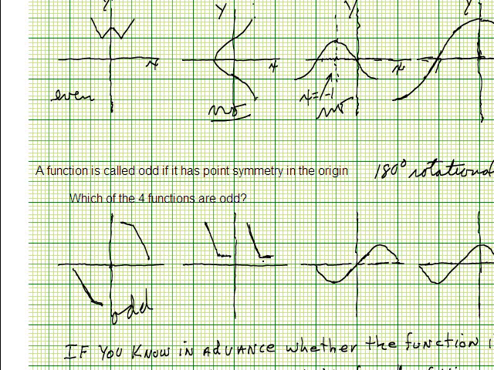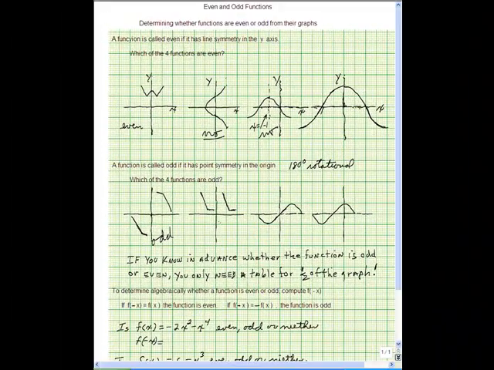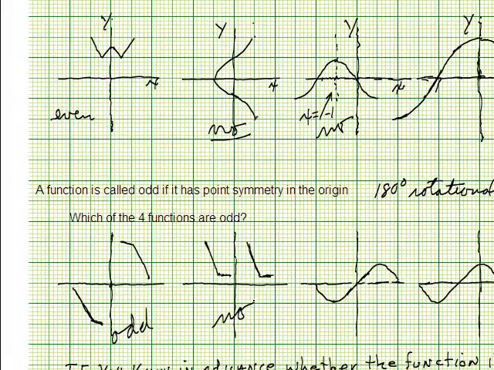Take a look at the second one. If I put my knob here and I rotated this picture 180 degrees, that's half of a turn. The two golf clubs would be upside down on the bottom, so it wouldn't be the same picture you started with at all. So these are not odd functions.